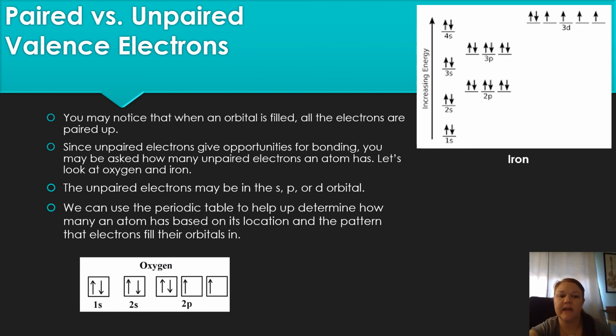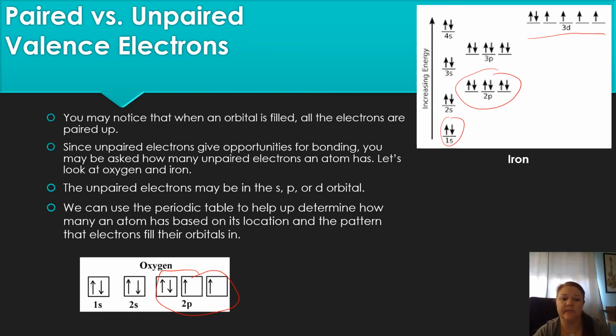So with these diagrams, you'll notice that when an orbital is filled, all the electrons are paired up. So we can see over on the right here with iron, we got this 1s orbital, it's full. We've got our 2p orbital over here, it's full. All the electrons are paired up, etc. Now, we do have unpaired electrons in something like this 3d orbital or our 2p orbital down here in oxygen. Since unpaired electrons give opportunities for bonding, you may be asked how many unpaired electrons an atom has.